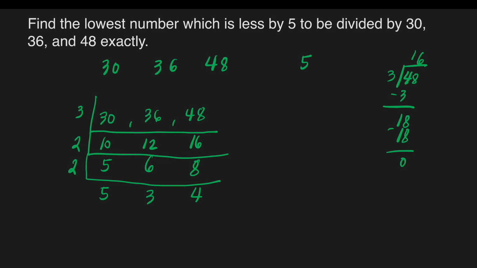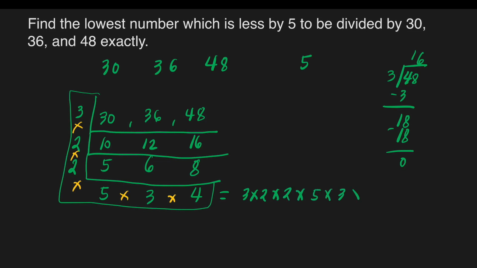They don't know that they can still continue by finding a number that can divide even 2 of the given numbers. Since we cannot find any number that can divide 2 or 3 of these numbers, 5, 3, and 4, let's proceed to the multiplication of these numbers inside this letter L box. So we'll put all the multiplication signs in between. That will give us 3 times 2 times 2 times 5 times 3 times 4.